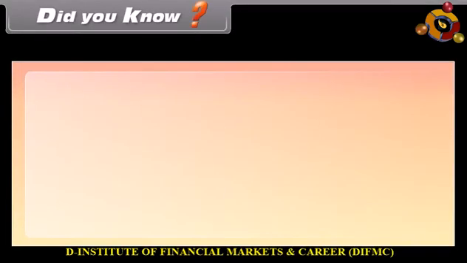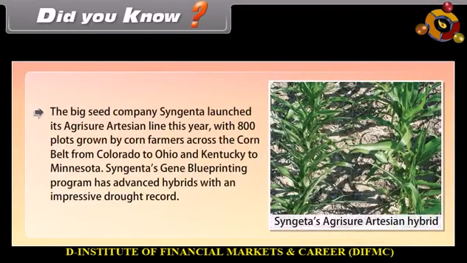Did you know? The big seed company Syngenta launched its Agrishow Artisan line this year with 800 plots grown by corn farmers across the Corn Belt from Colorado to Ohio and Kentucky to Minnesota. Syngenta's gene blueprinting program has advanced hybrids with an impressive drought record.